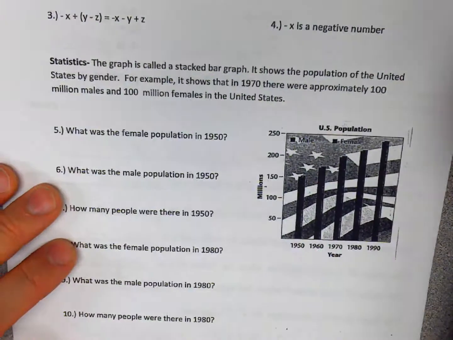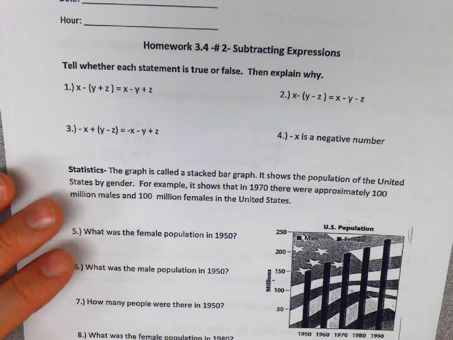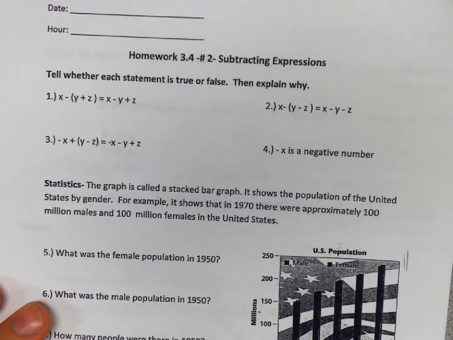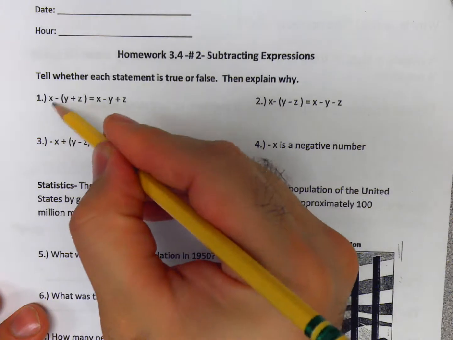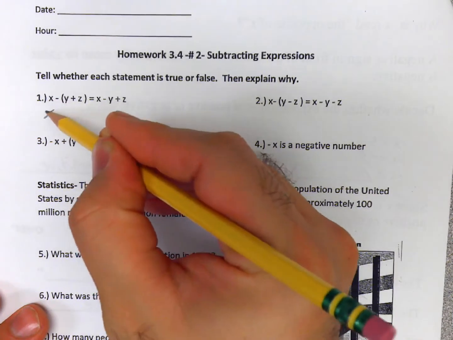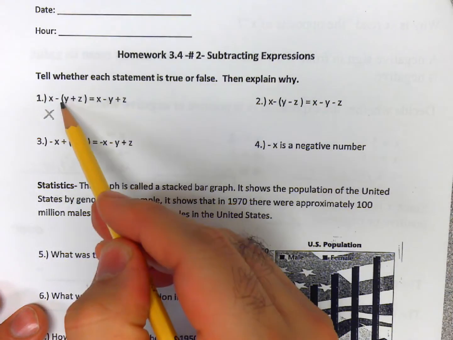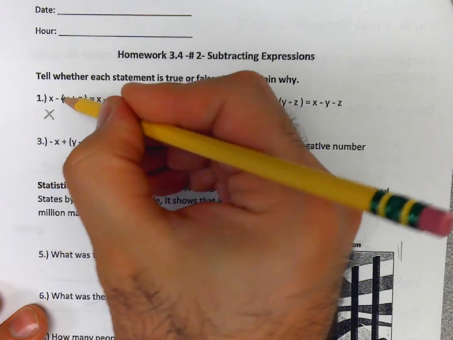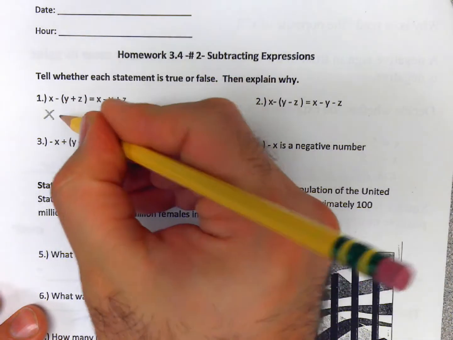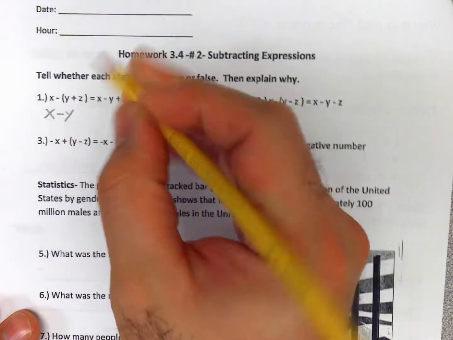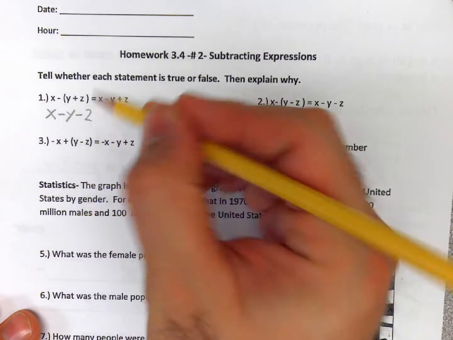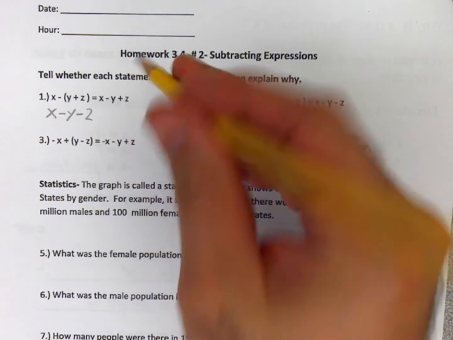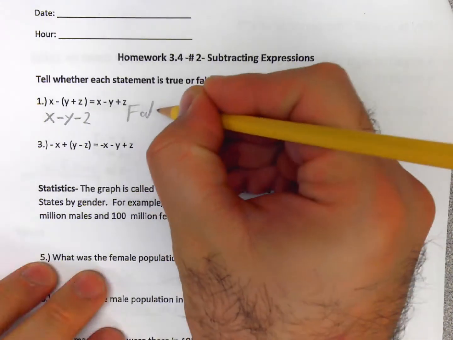So again, it says tell whether the statement is true or false. So let's look at that. Here I got my x. There's no negative or opposite in front of it, so I'm going to write x. But if you notice, in front of my parentheses, I have a minus. So I have to do the opposite of everything inside. So that's going to be opposite of positive y and opposite of z. So does this match this? No. So this is going to be false.